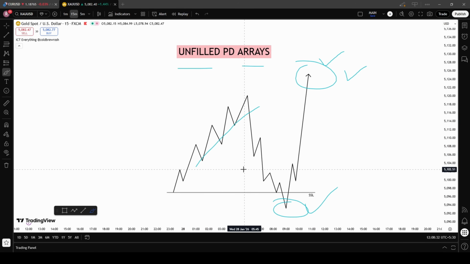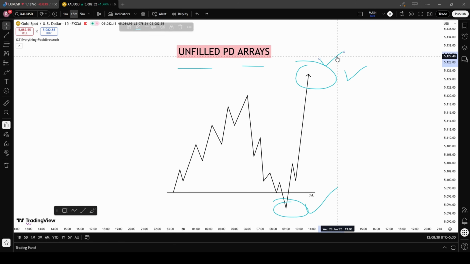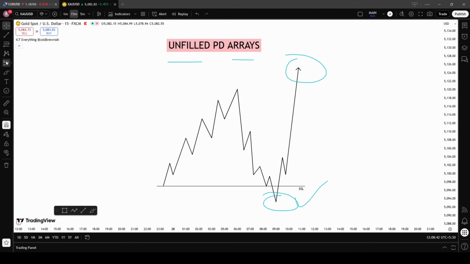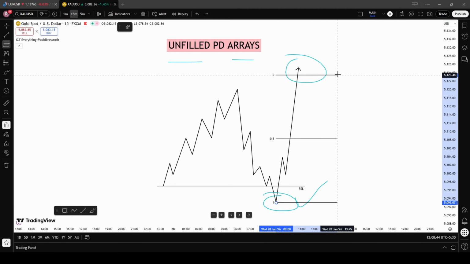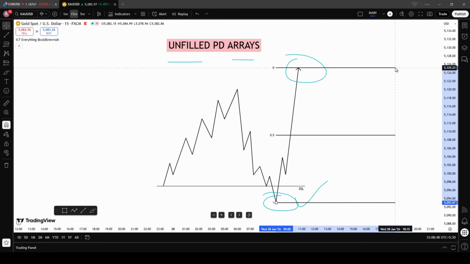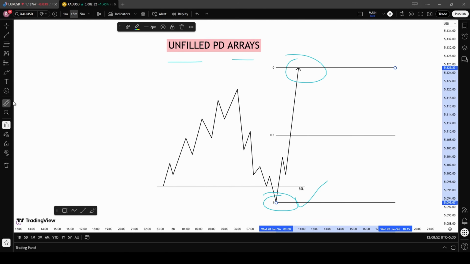Once we have that, the next thing we need to identify is whether the leg is bullish or bearish. What I mean by that is simply to see where price started from. If price started from a lower point and moved upward, then the leg is bullish. If price started from a higher point and moved downward, then the leg is bearish.